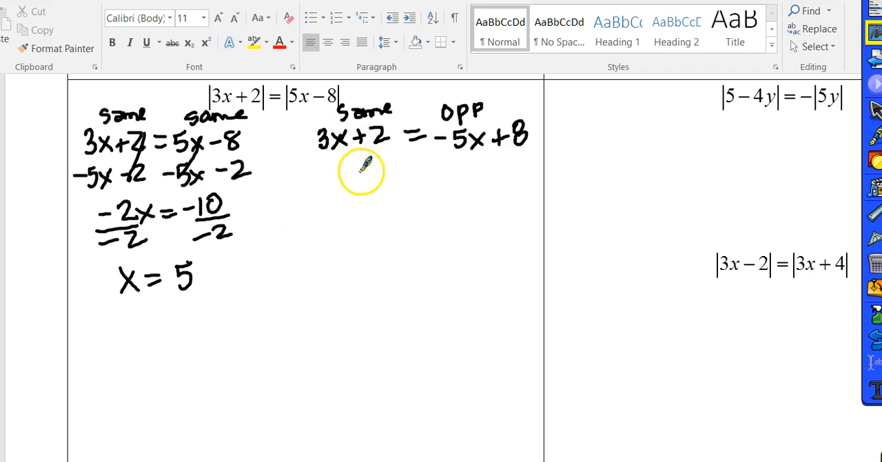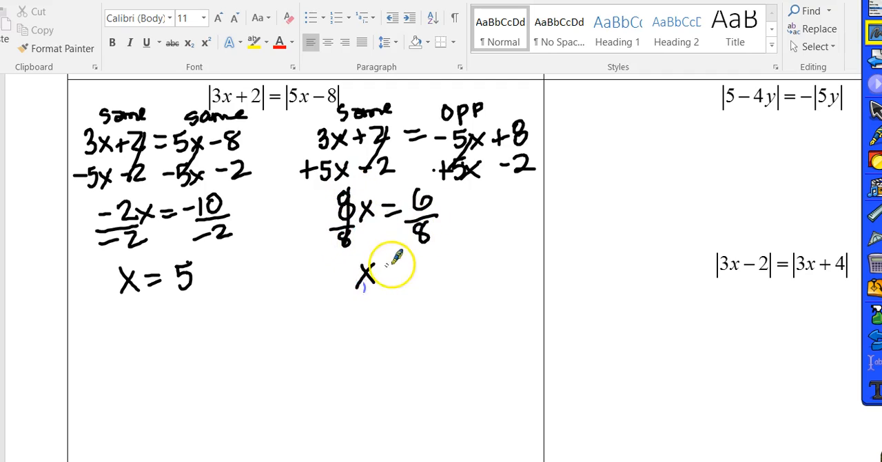Then we'll go to the next one, where we're going to go through the same process. We're going to add 5x, bring it to the right, and we're going to take the 2, subtract it to the left. And we get 8x equals 6, divide by 8, and let's simplify 6/8 down to 3/4, and we get 2 separate solutions. We're going to check it, make sure we didn't make any mistakes.